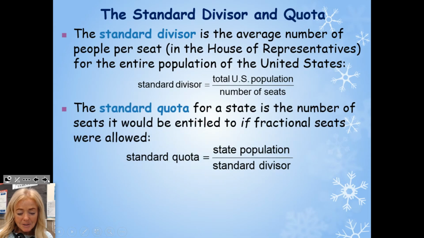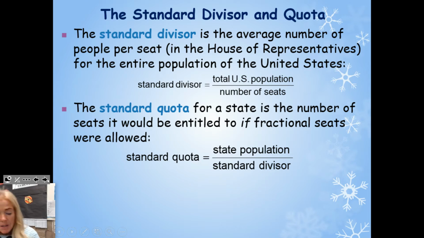First thing we need to figure out is we need a standard divisor and a standard quota. Now, the standard divisor is the average number of people per seat in the House of Representatives for the entire population of the United States. So the standard divisor tells us what average number of people will be represented by each seat. We look at the total U.S. population, all of the population, and then we divide that by the number of seats that are available. And that gives us the standard divisor. Okay, that's the average number of people per seat.